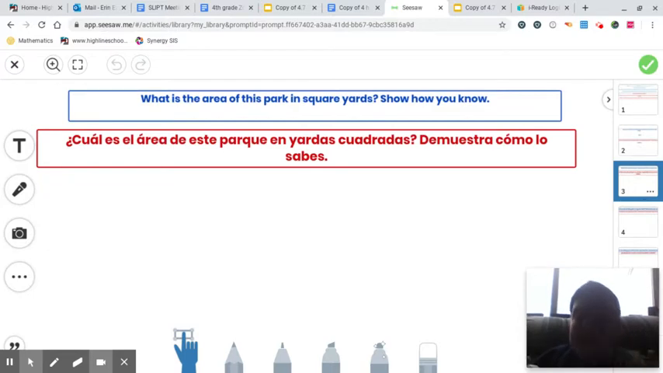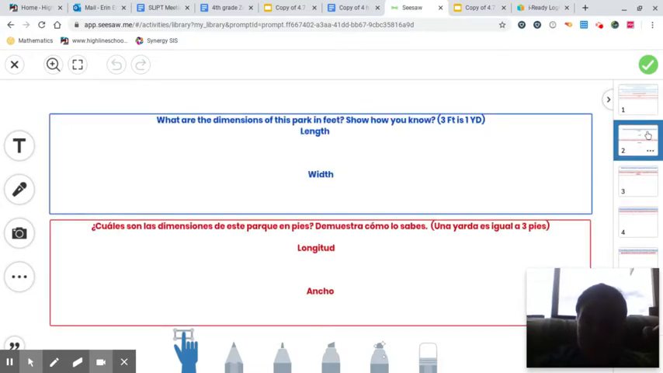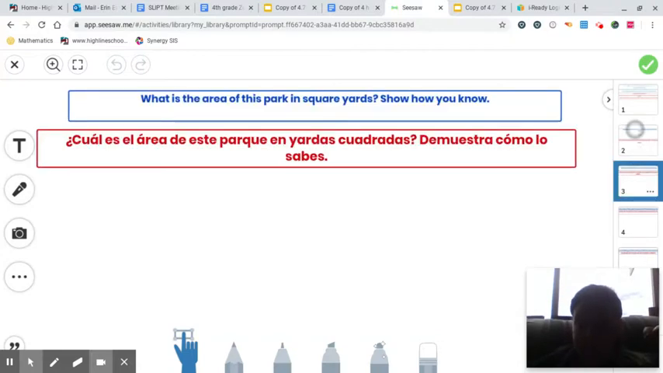This one says, what is the area of the park in square yards? So the length, the long side, times the width. And we're going back to yards in this one. It's very important to try and remember and show how you know. Draw a picture if that would help. What is the area of this park in square feet? For this one, you'd go back to where you figured out the feet, and then you would use that for this part right here.